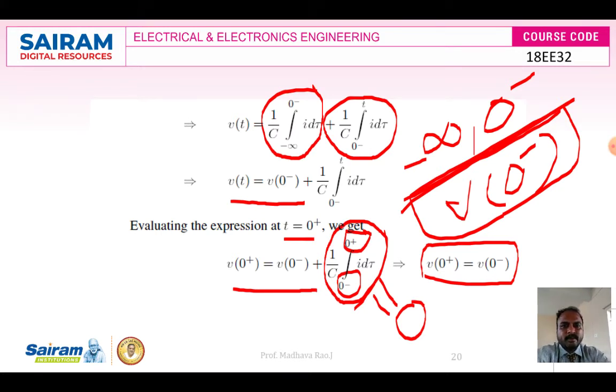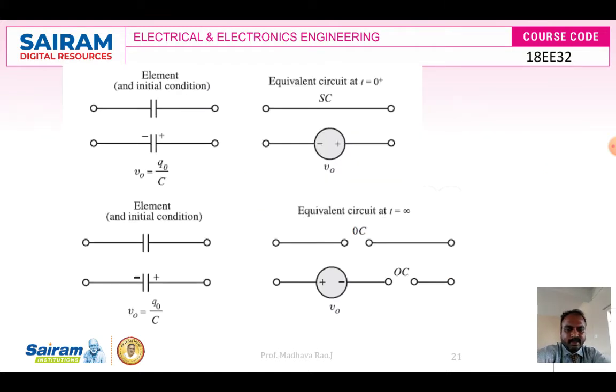Next we will move to the graphical representation for the capacitor. At t equal to 0 plus, you can observe the capacitor acts as a short circuit. At t equal to infinity, the capacitor acts as an open circuit. So it is quite opposite to the inductor. These are the things we have to remember.